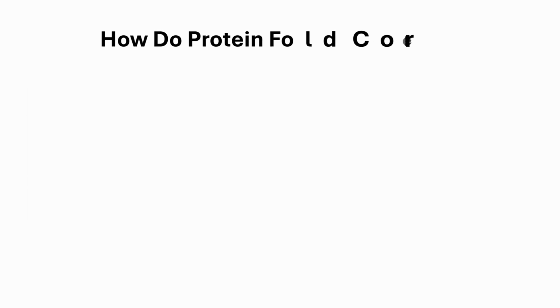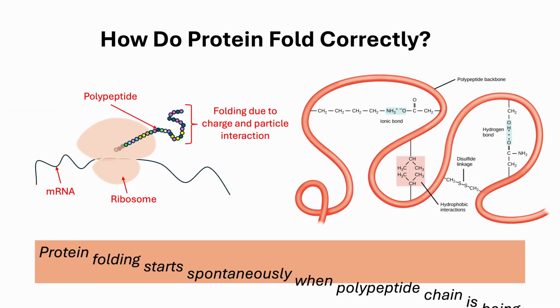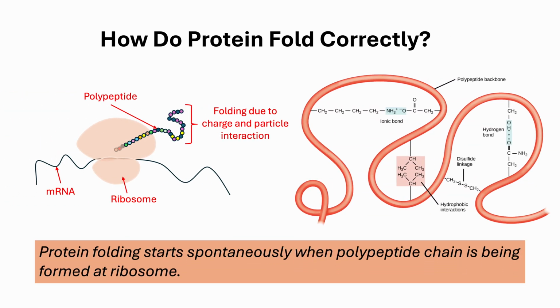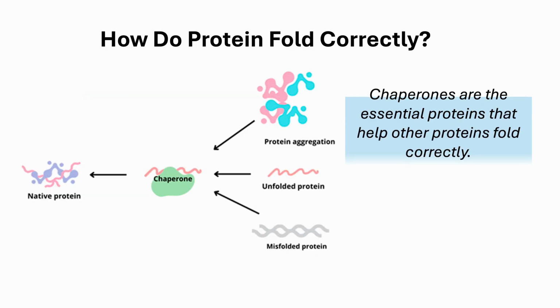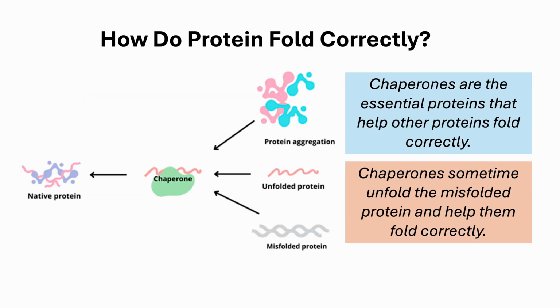Protein folding often starts as soon as the protein chain is made at the ribosome. This chain, called a polypeptide, folds spontaneously because of interaction between its amino acids. Some amino acids are attracted to water, while others avoid it, guiding the chain into a specific 3D shape that's stable and functional. Sometimes proteins need extra help to fold, and that's where chaperones come in.